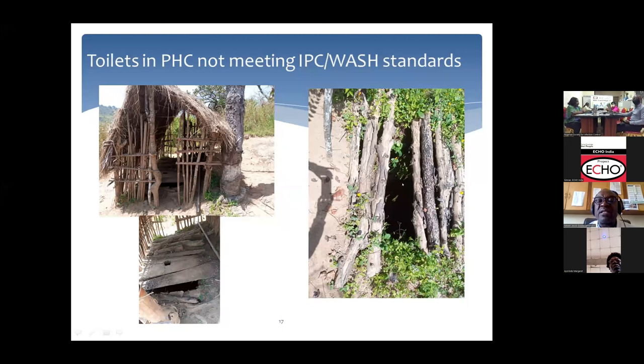And then if you look at this kind of toilet, you will discover that a woman will feel very uncomfortable. For men, they can try, but a woman will feel very uncomfortable to use this health facility as a result of the fact that they did not have good toilets. Now, this goes to emphasize the fact that up to date, we still have health facilities that do not have toilets at all, or that have toilets that did not meet WASH standards. And therefore, if you have this kind of a health facility, then you can imagine what will happen.